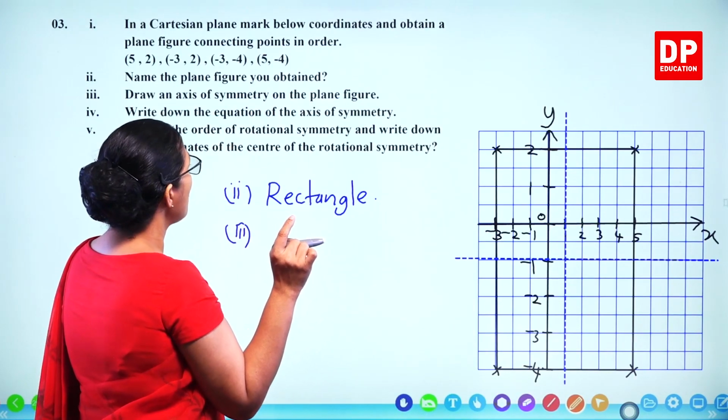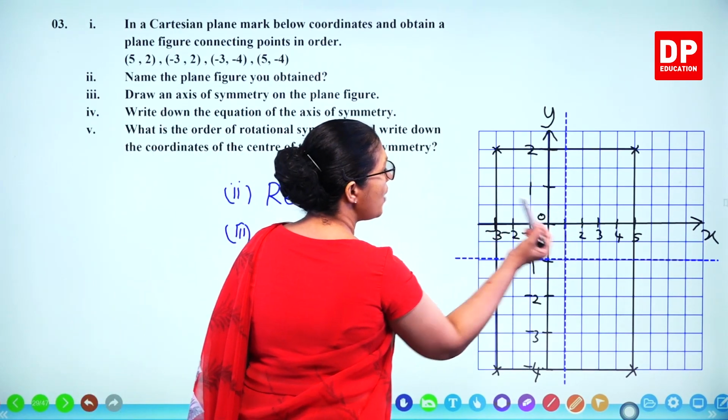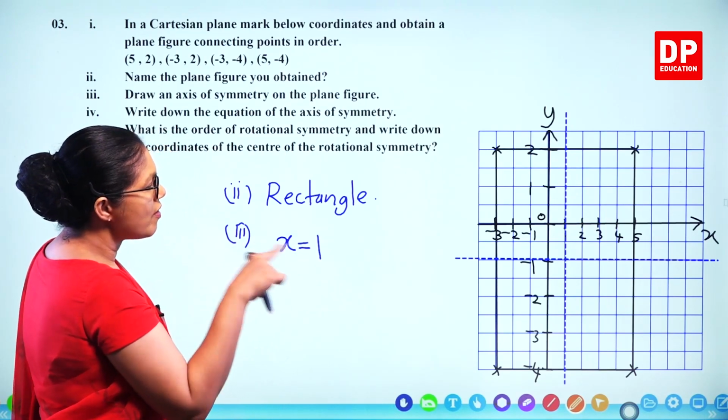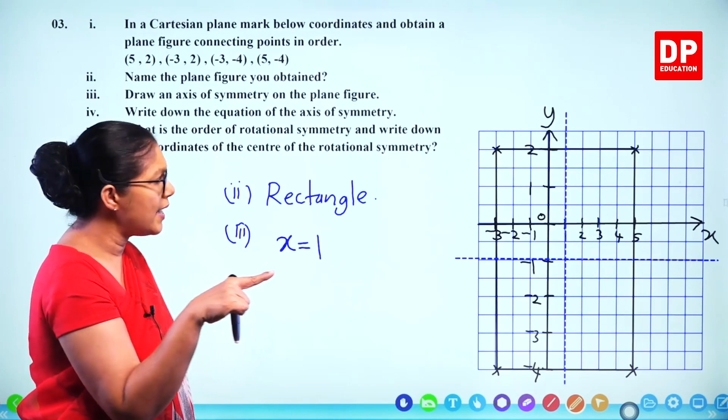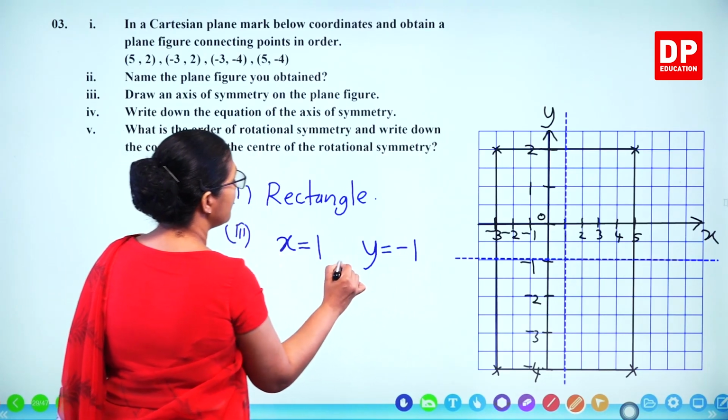Write down the equation of the axis of symmetry. So vertical line passes through x equals 1. So the equation is x equals 1. Horizontal line passes through y value minus 1. Y equals minus 1.